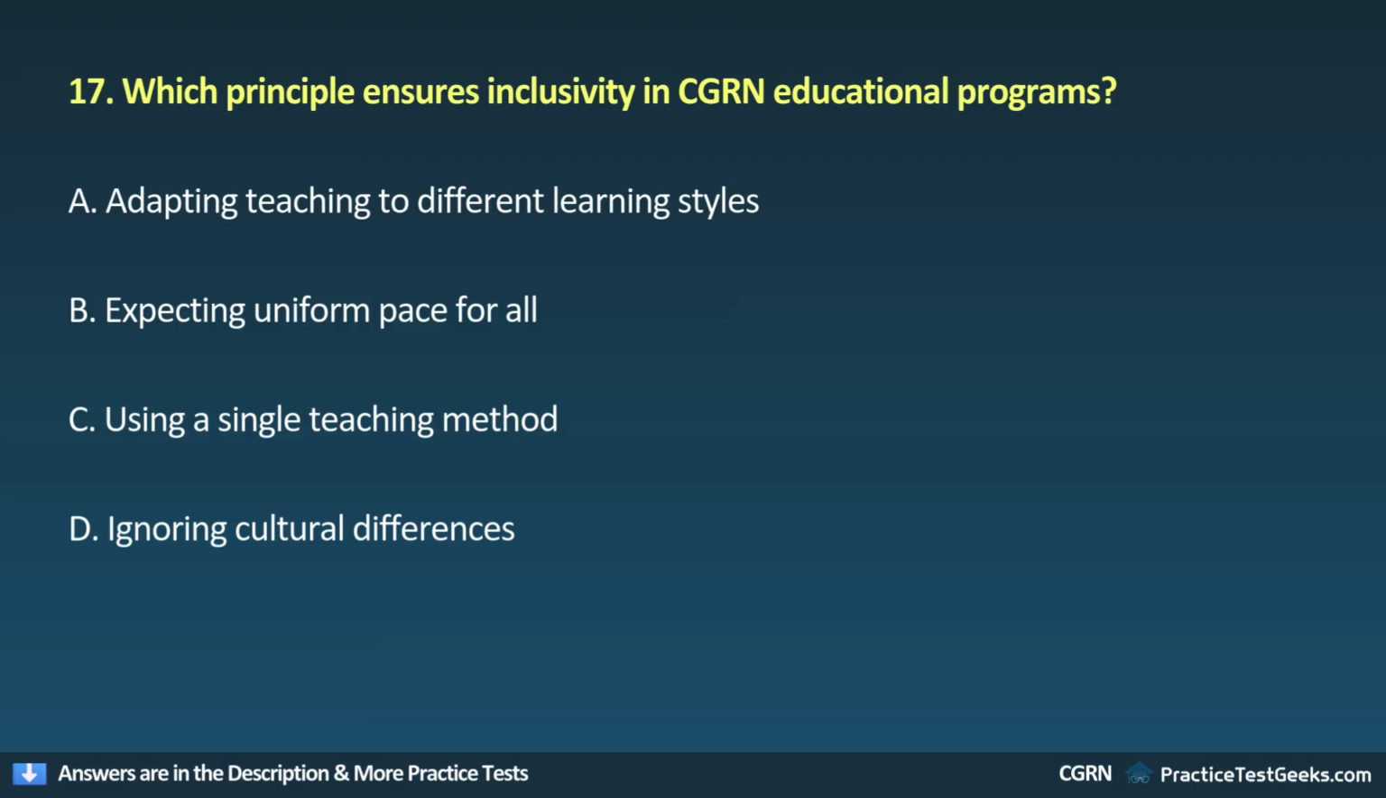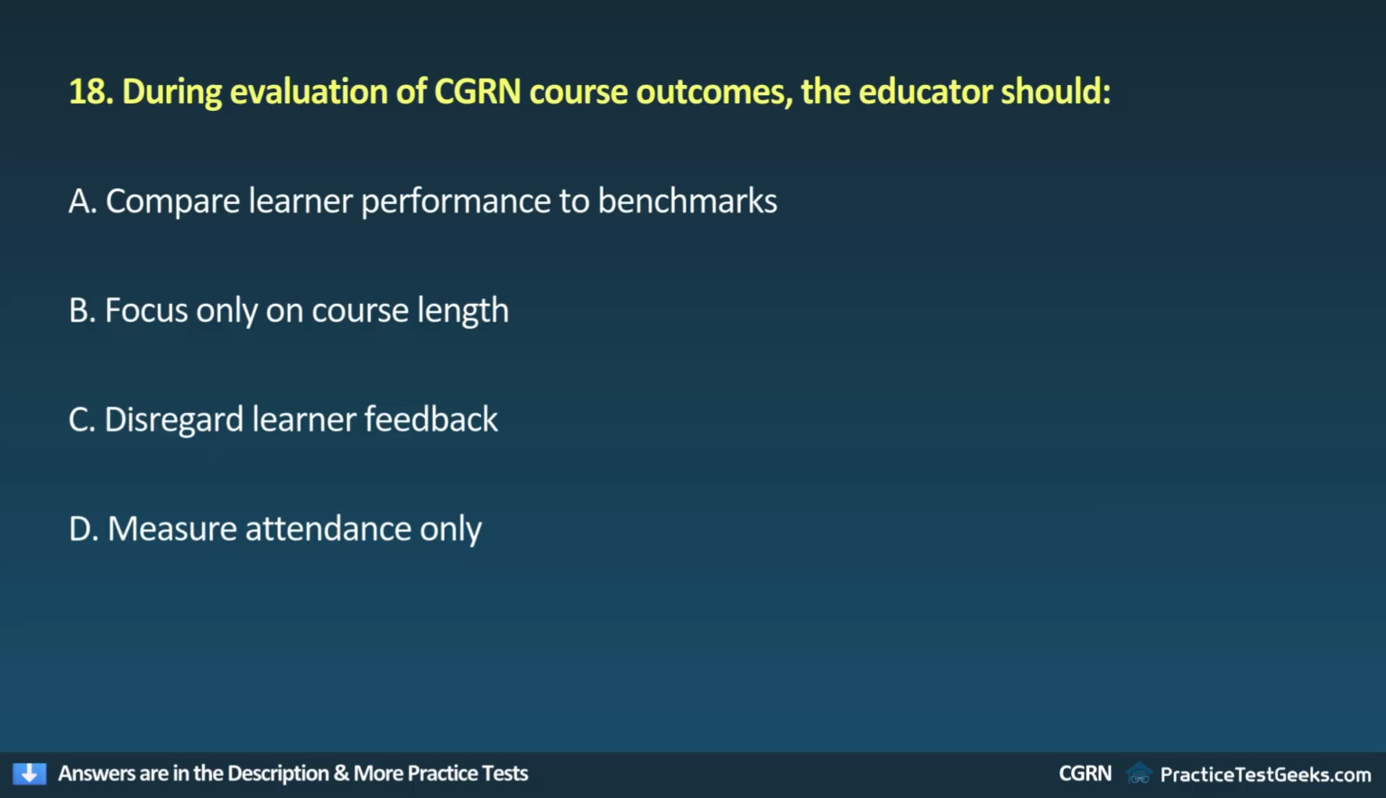17. Which principle ensures inclusivity in CGRN educational programs? A. Adapting teaching to different learning styles. B. Expecting uniform pace for all. C. Using a single teaching method. D. Ignoring cultural differences.